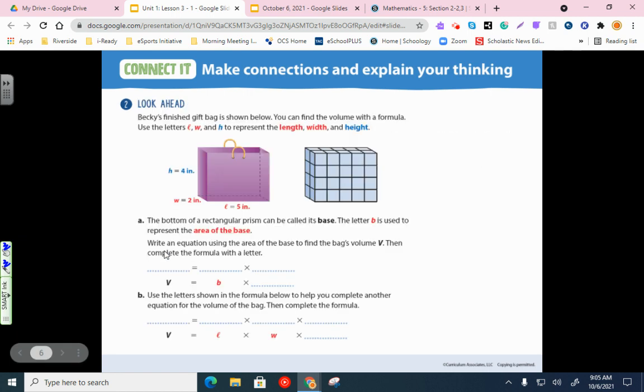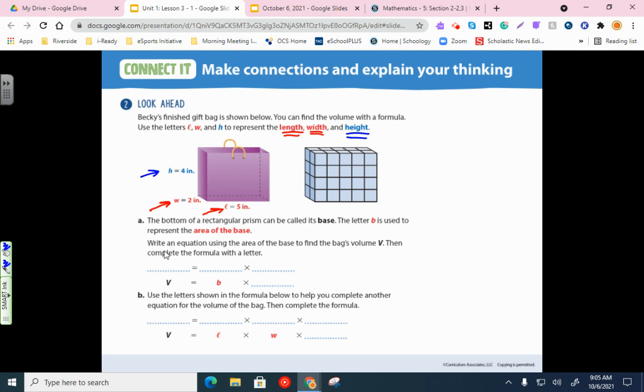All right, Becky finished the gift bag shown below. You can find the formula using the letters L, W, and H to represent length, width, and height. So just, again, notice that it's got height right here in blue, and then it's got length and width here in red. And again, don't get caught up on the specifics. They're just for the sake of this lesson, sticking one with each.